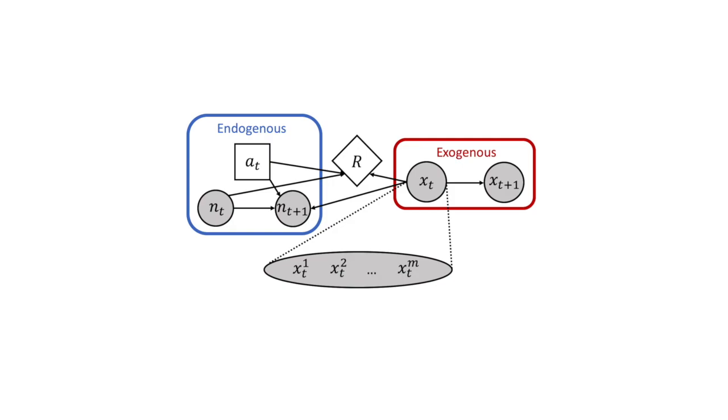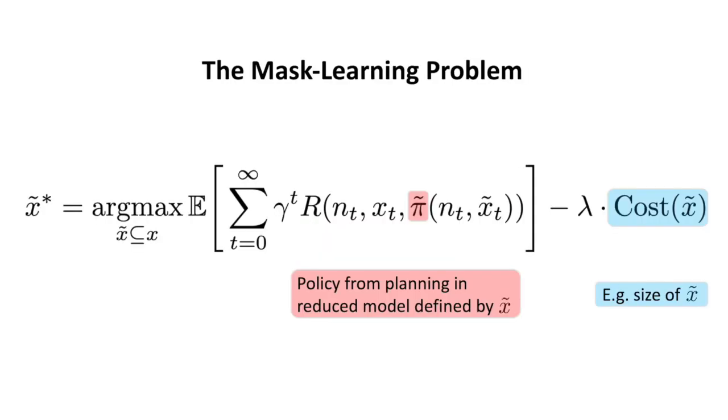Accordingly, we use the term mask to describe a subset of these state variables. Formally, the mask learning problem is to find a subset x tilde of exogenous state variables that maximizes the expected returns of the policy pi tilde resulting from only thinking about the variables in x tilde. The second term is a regularizer that stops the mask from becoming too large. Without this term, it would always be optimal to have all variables be in the mask.